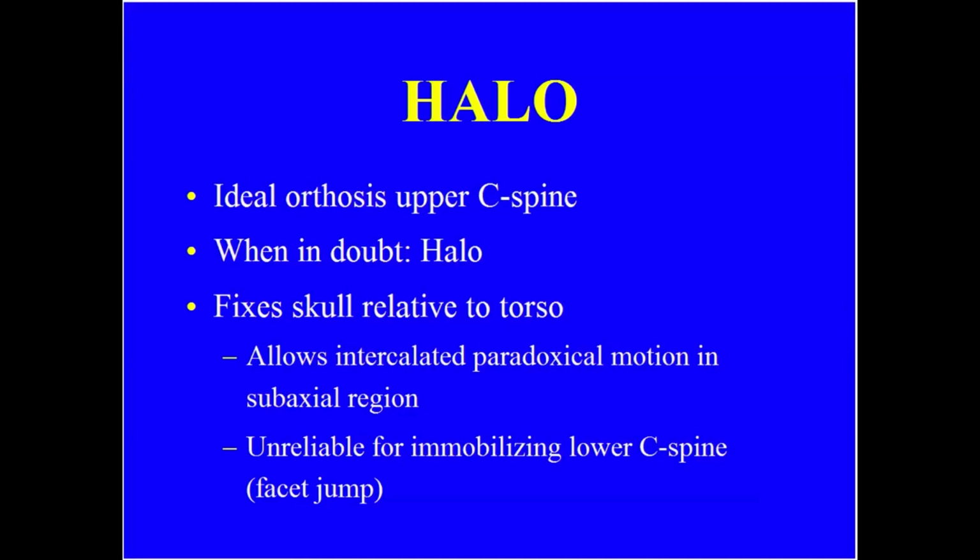Be aware of the fact, though, that what the halo does is it fixes the skull relative to the torso. And therefore, it allows intercalated or paradoxical motion or snaking in the subaxial spine because of the mobility. And it's unreliable for immobilizing lower cervical spine problems, such as a facet jump. There's any number of reports of redislocation of a facet jump after reduction. It's really not an acceptable treatment to say, well, I reduced the facet jump and put it in a halo. It's not that great for stabilizing a strut graft after surgery, although it's certainly better than anything else we have, but you should be aware that it's not rigid fixation in the subaxial spine.